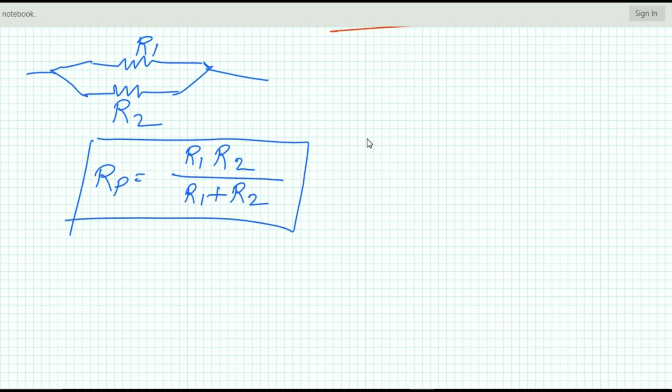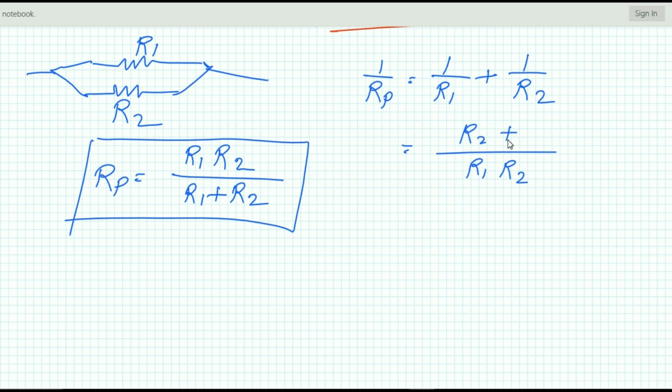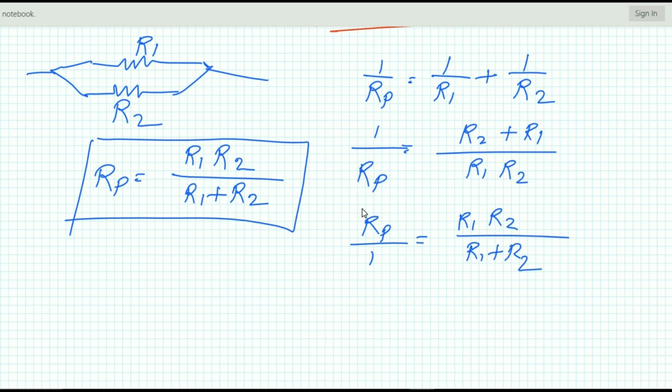How is it coming here? With the same technique it is coming. I am just doing it for you. 1 by Rp equal to 1 by R1 plus 1 by R2, equal to, the LCM is R1 into R2, here it becomes R2 plus R1. 1 by Rp equal to this. I am inverting the above equation, and it becomes Rp equal to R1 into R2 by R1 plus R2. Okay, in this way you can also calculate the equivalent resistance in parallel combination of three resistors. Okay, with the same technique, by finding the LCM of the equation and doing the same, right?